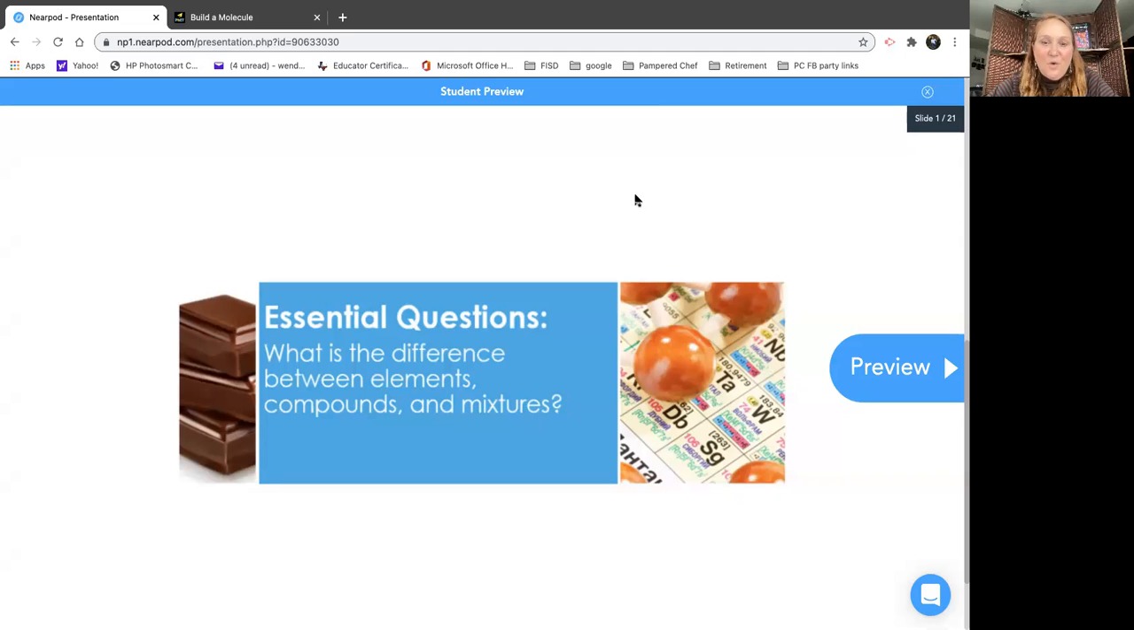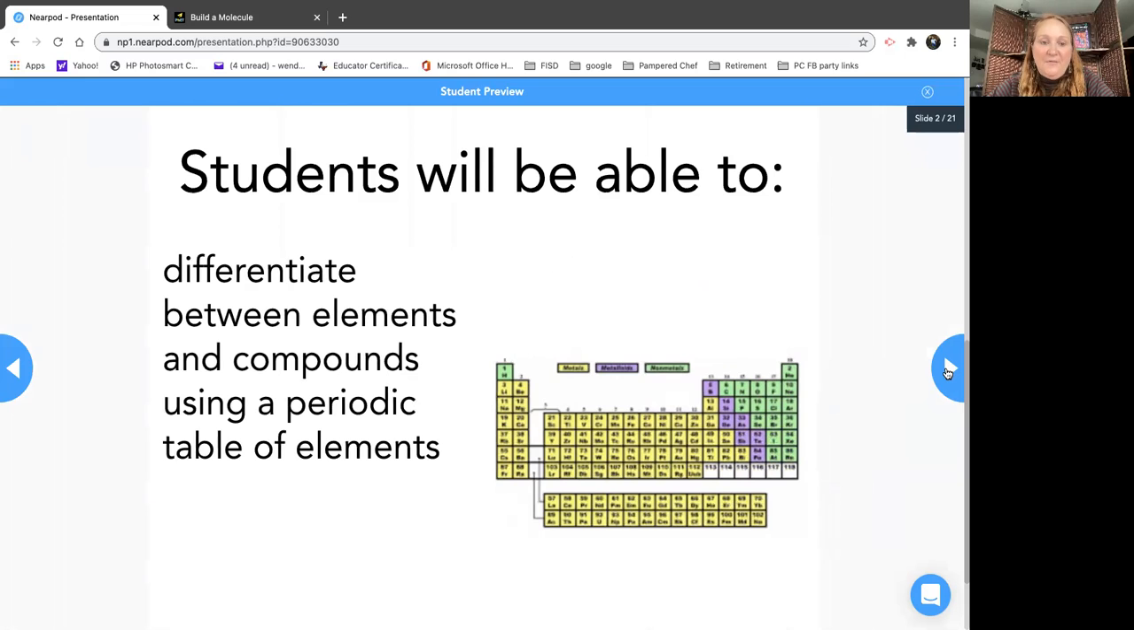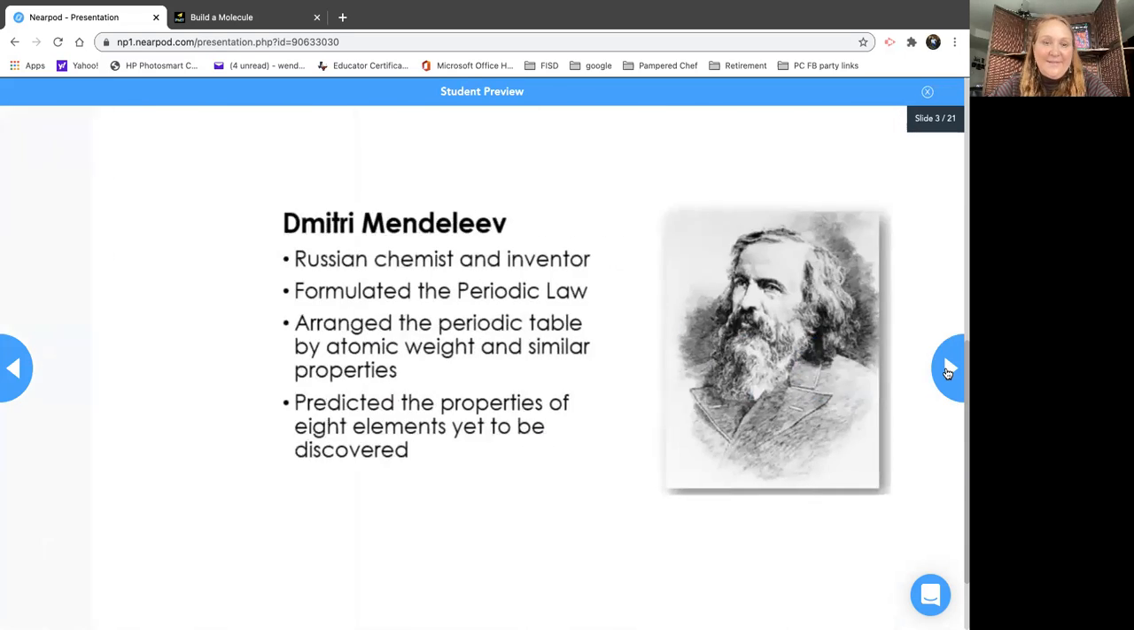We're looking at the essential question: what is the difference between elements, compounds, and mixtures? We're going to focus specifically on elements and compounds. Students will be able to differentiate between elements and compounds using a periodic table of elements.